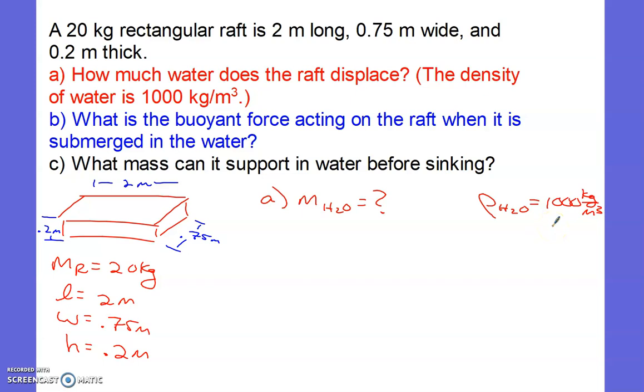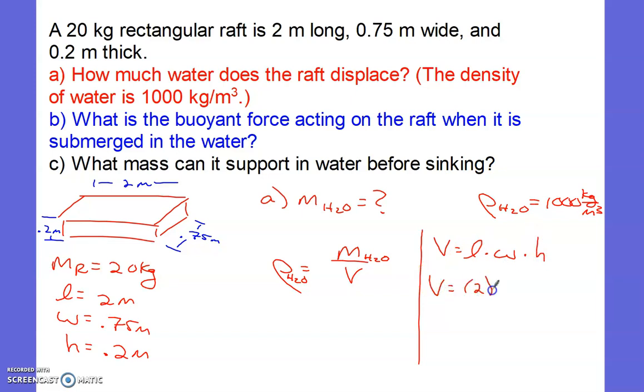So the connection here between mass and density is our formula that density is mass divided by volume. So if we want to find the mass of the water, we're going to have to use the density of the water. And we simply need the volume of this much water. The volume of the raft itself is the same as the volume of the water it's displacing. To get the volume of a rectangle, it is length times width times height. So we have 2 times 0.75 times 0.2. This gives us a volume of 0.3 cubic meters.